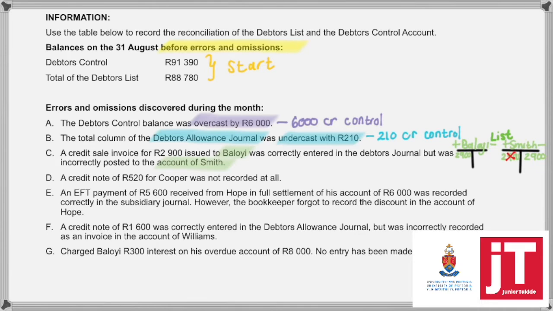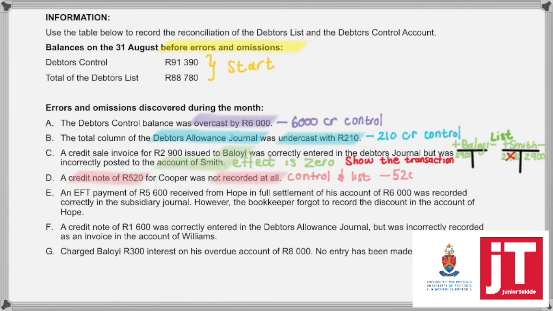Number D, a credit note of 520 Rand for Cooper was not recorded at all. So it's nowhere. And if it's nowhere, it's not in our books. So it is not on the control and it's not on the list. So you have to, on both, minus it off.